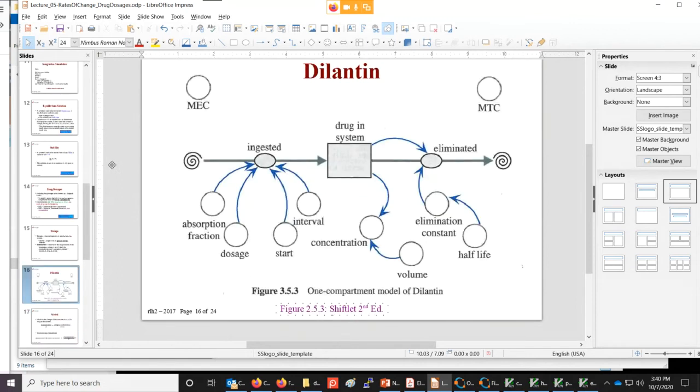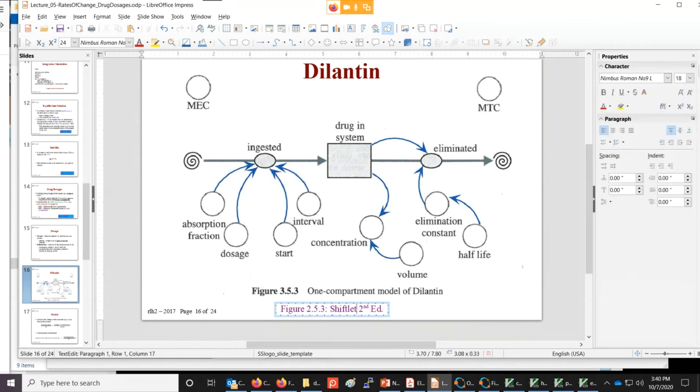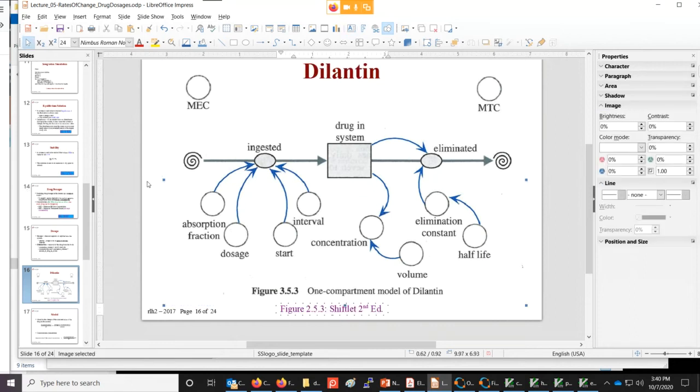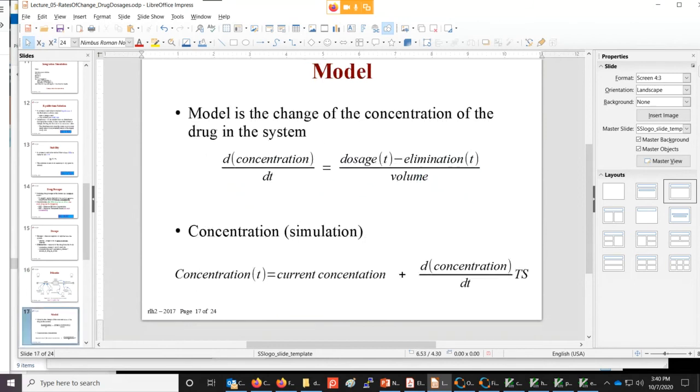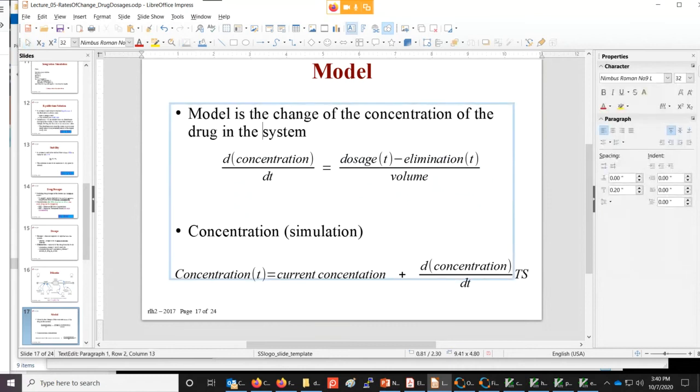And again, this equation is in your book. This is figure 2.53 in the second edition of the book, and most of you probably have the second edition now. He renumbered the chapters a little bit. So anyhow, the change in concentration is equal to your dosage minus the elimination, divided by the volume. This is the equation he gives us for the change in the concentration, so this is your derivative.